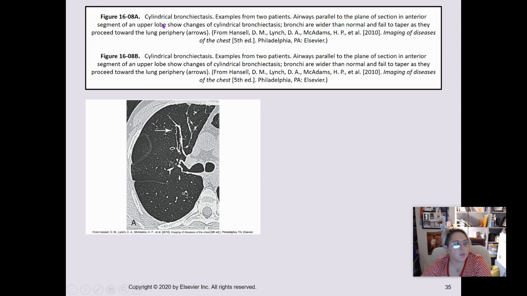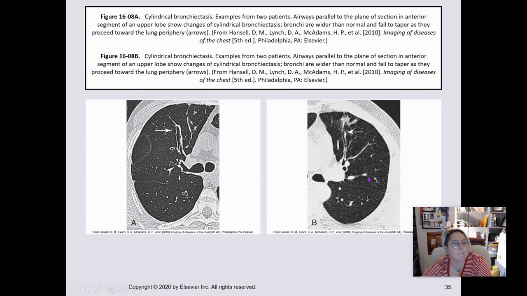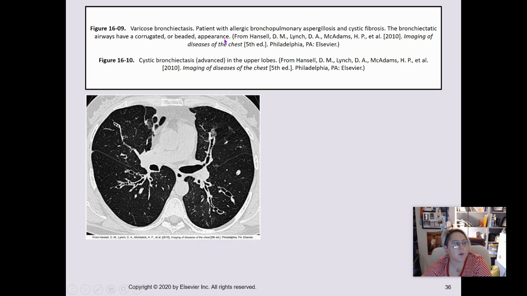And now again, a CT with cylindrical bronchiectasis. This is an example from two patients, airways parallel to the plane of the section in an anterior segment of an upper lobe. It shows changes of cylindrical bronchiectasis: bronchi are wider than normal and fail to taper as they proceed toward the lung periphery. Two patients. So, you can tell that. Varicose bronchiectasis is in a patient with allergic bronchopulmonary aspergillosis with cystic fibrosis, and the bronchiectatic airways have a corrugated or beaded appearance.